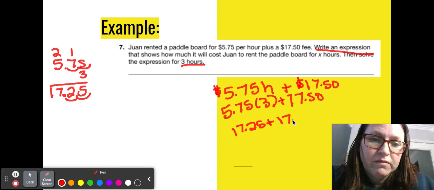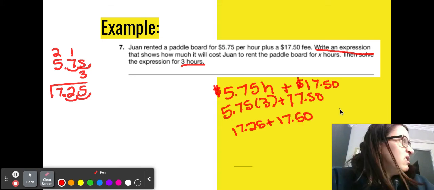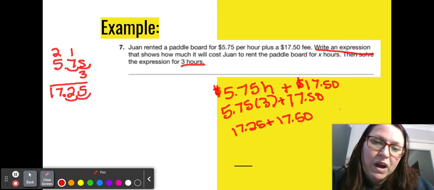So I have 1725 plus 1750. And I think my dogs hear my neighbors. But my neighbor's light isn't on, so I don't know why.